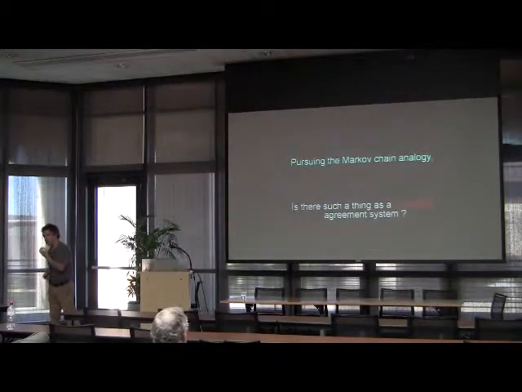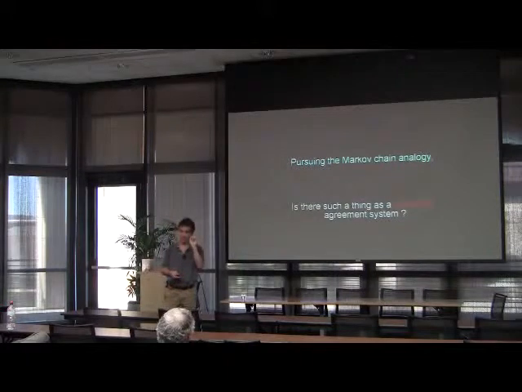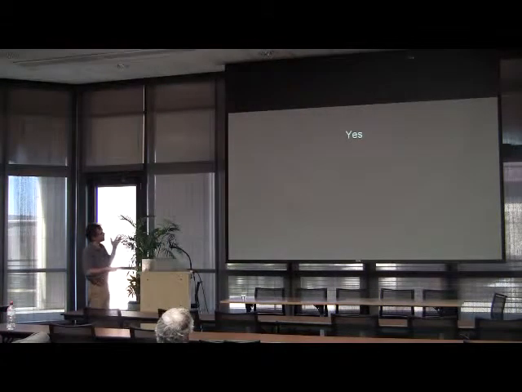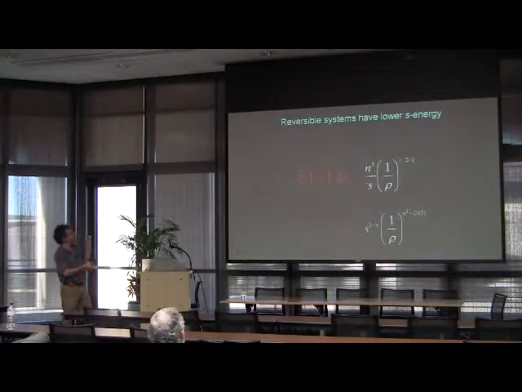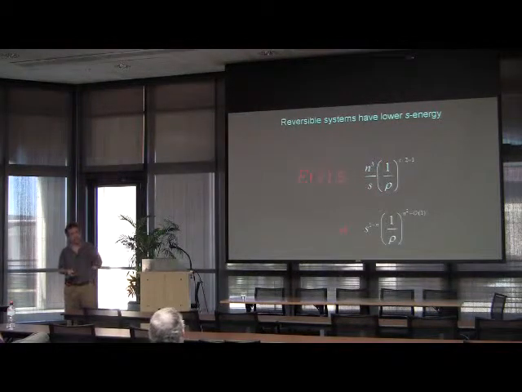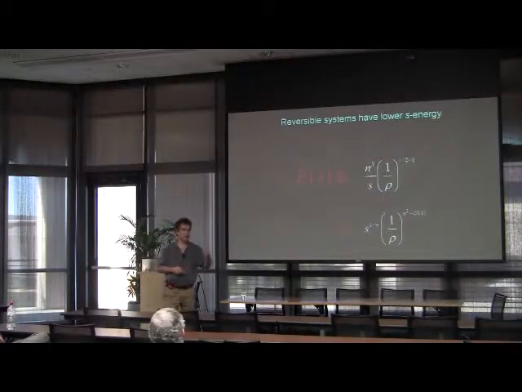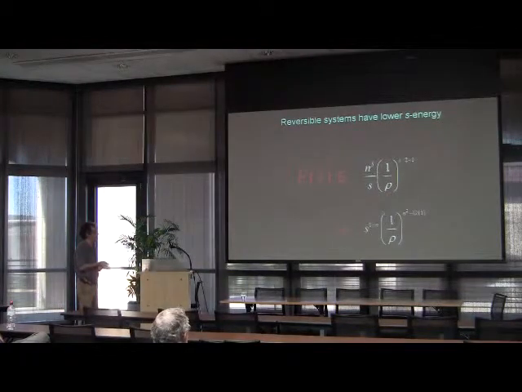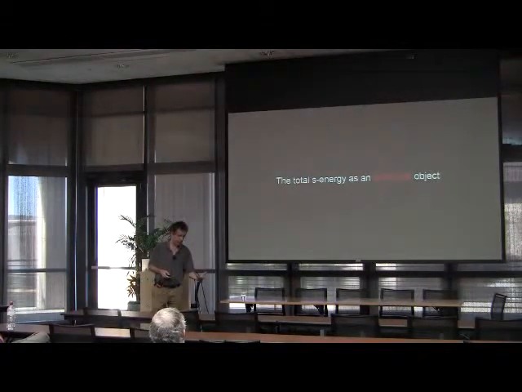Now, pursuing the Markov chain analogy, is there such a thing as a reversible agreement system? Reversible Markov chains are very important and very relevant in practice. And the answer is yes. I won't define what it is, but you can define one. And sure enough, it's much smaller, and that's optimal. In particular, the reversible systems have much lower S energy. This one is polynomial, and the other is exponential. And from this, you can retrieve the standard mixing rates of pretty much any graph you want, for example, that the mixing rate is polynomial for ergodic random walks, things like that. As you should, because there's no miracle.